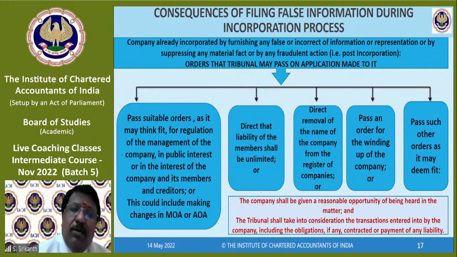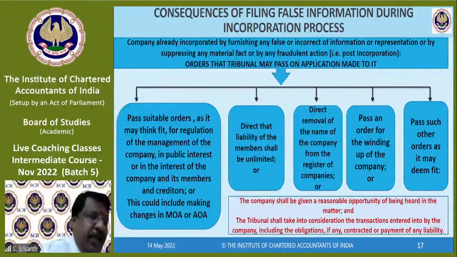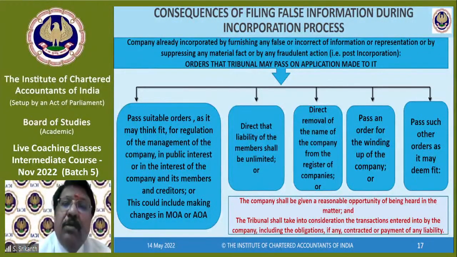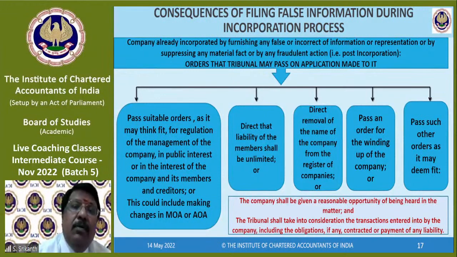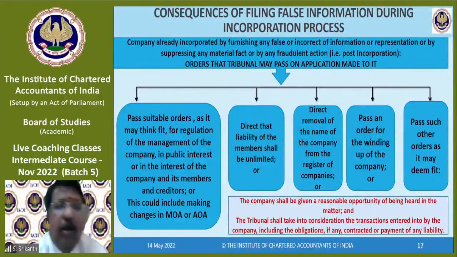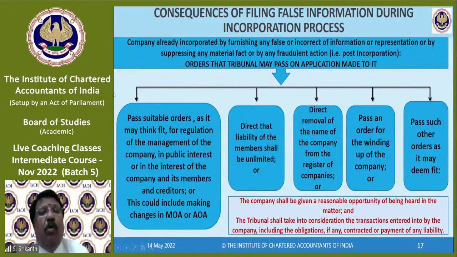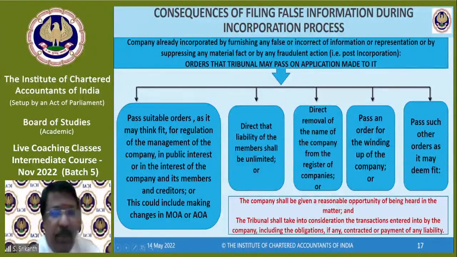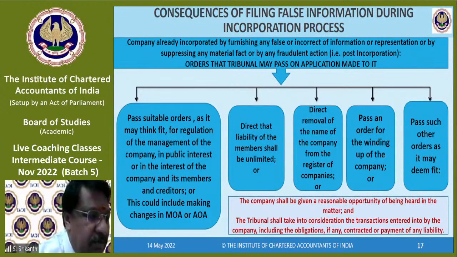So long as they are not contradictory to each other, they can give any number of orders. Any of these orders you can pass. Combined also? No. Obviously, if it is going to pass an order for removal, they may not pass orders for continuing. The tribunal should be careful while doing such things.